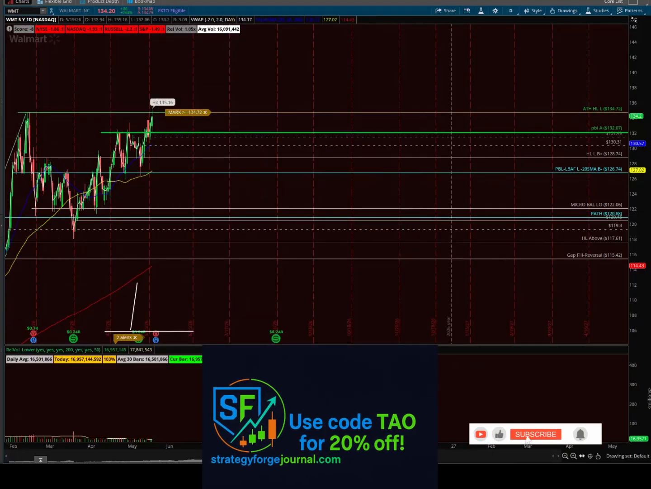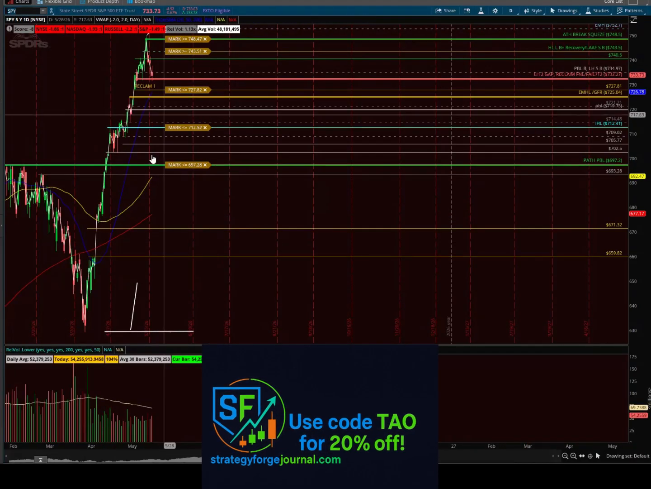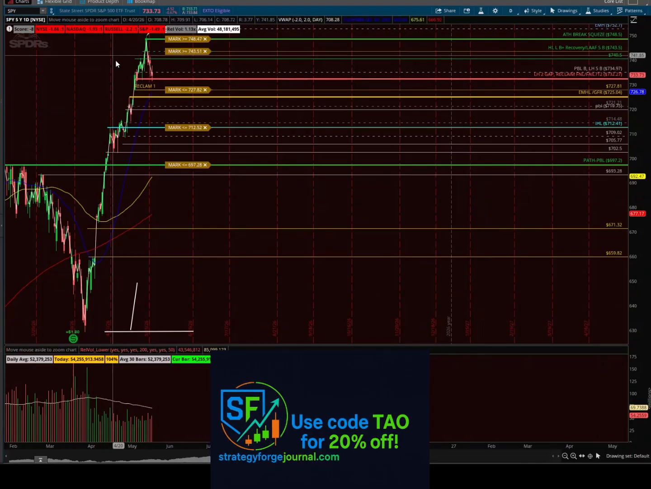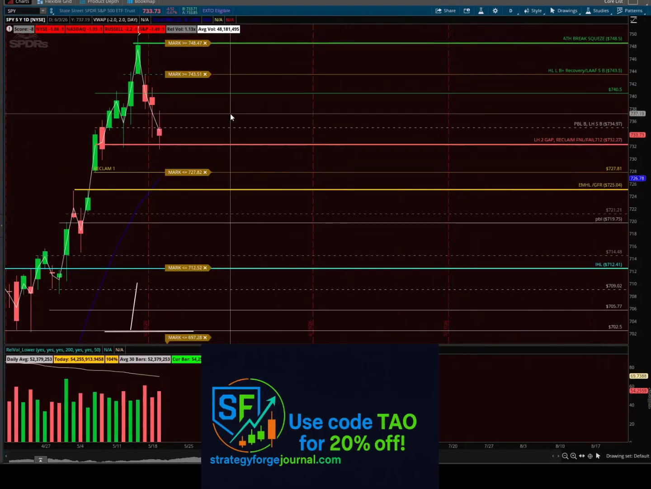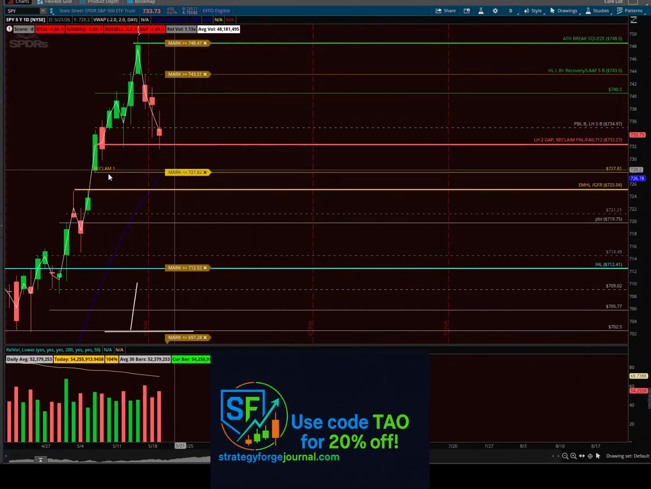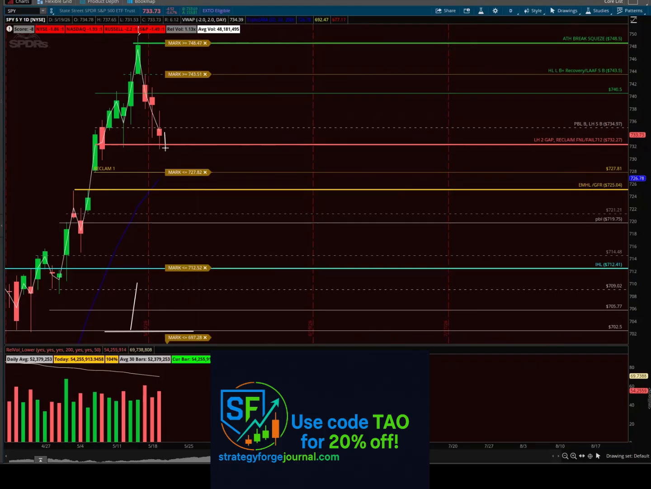All right, so let's go back and look at SPY and take a look at what happened here today. So on SPY, we're still holding this neckline. So we're not totally bearish over here yet.